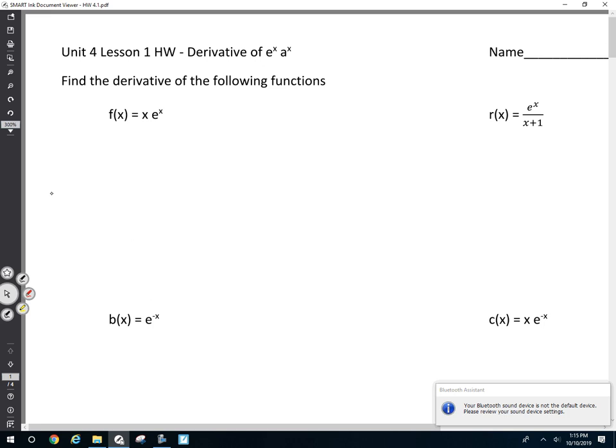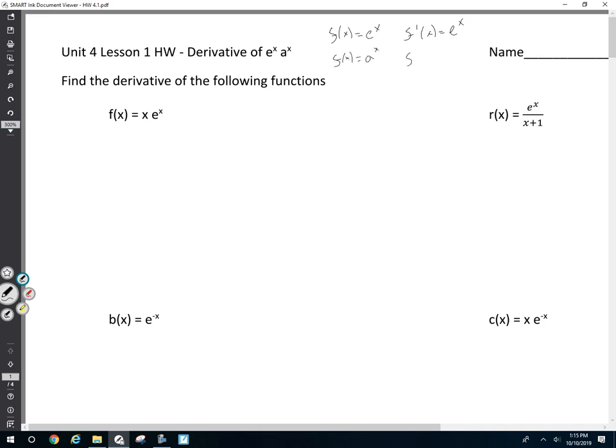All right, let's do this. Derivative of e to the x and a to the x. Remember, tangent slope generator for e to the x is e to the x. Crazy, but it is. Tangent slope generator for a number to the x is a number to the x times the natural log of that number.